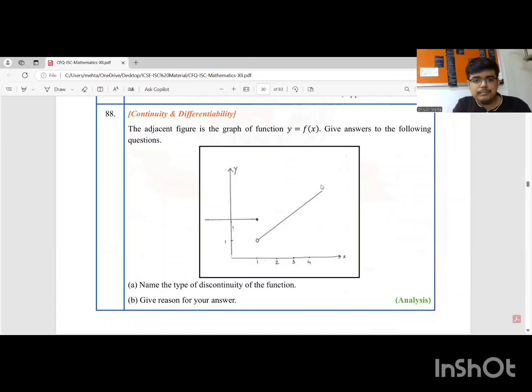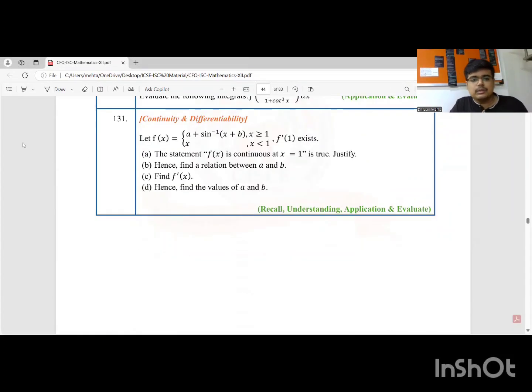We'll proceed to question 131. Question 131, students. We're saying it's continuous at x equal to 1. We have to justify. Now, because f dash 1 exists, students, what is the meaning of f dash 1 exists? It means that the function is differentiable. The derivative exists at x equal to 1. I hope you know this rule already. If you don't, it's an important rule. You should note it down. If a function is differentiable, if the derivative exists, it is definitely continuous. So we have to mention that. In justify, we just write that because the derivative exists at x equal to 1, therefore the function is continuous at x equal to 1. For the students, because it is continuous, we can say that the left-hand limit is equal to right-hand limit.